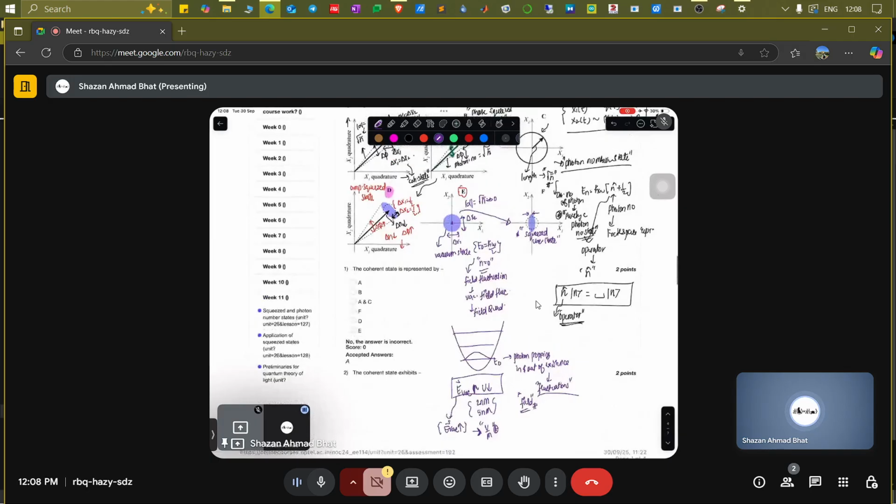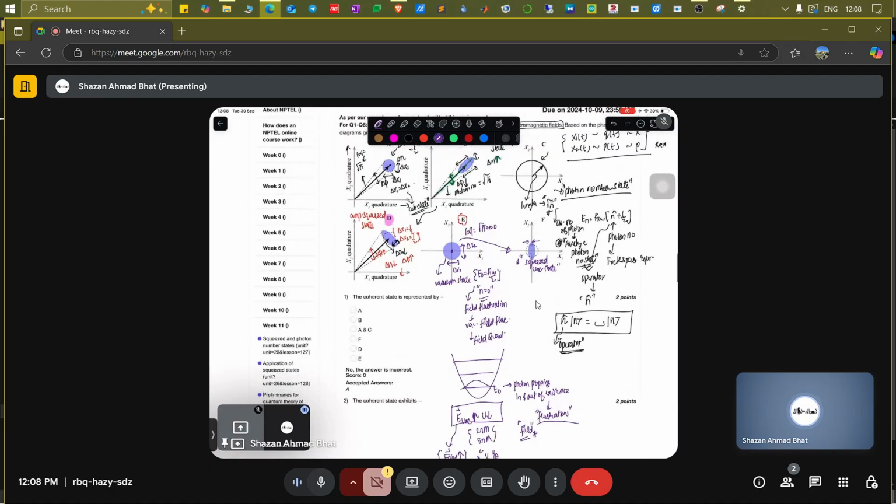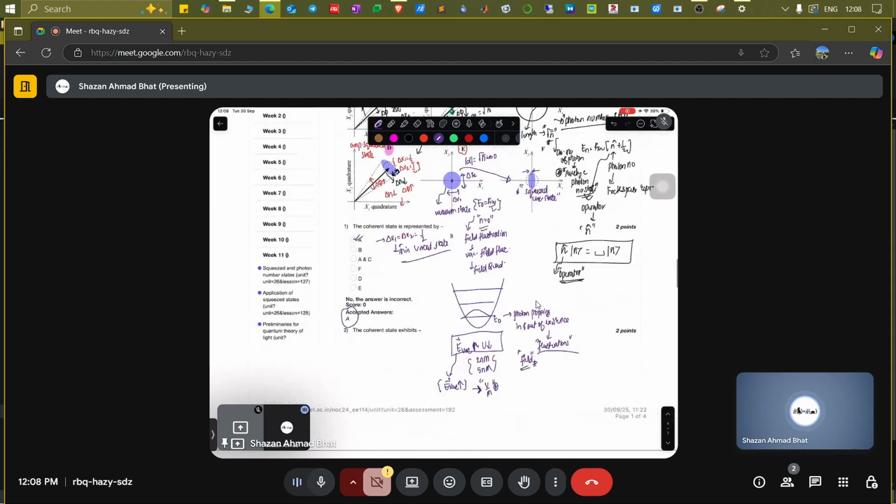So now we have to answer these questions. The coherent state we talked about is represented by A. The accepted answer, the correct answer, is A, because delta x1 is equivalent to delta x2 is equivalent to 1/2. So it's a minimum uncertainty state. And why is it coherent? Because it follows the Poissonian statistics.